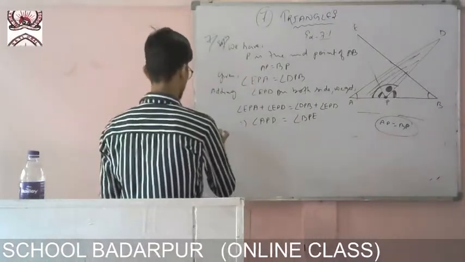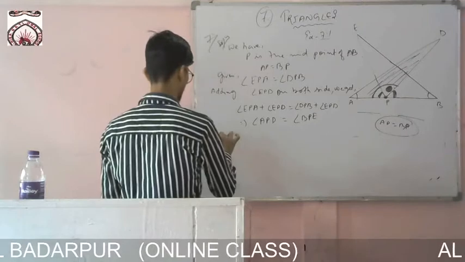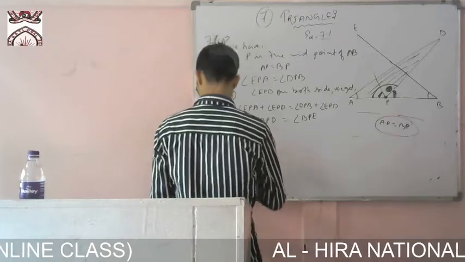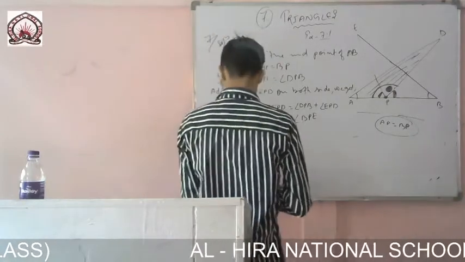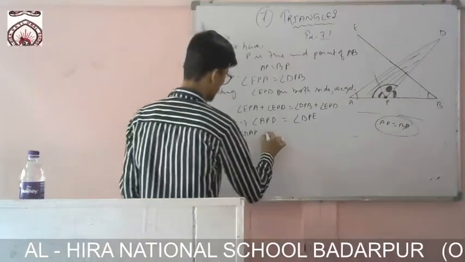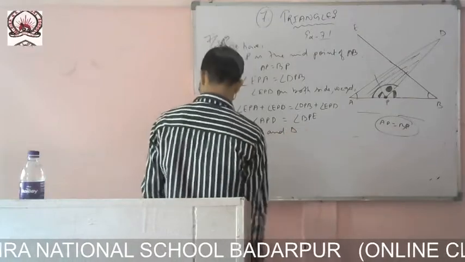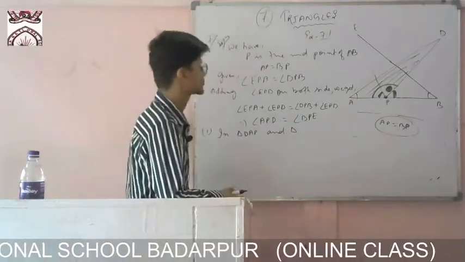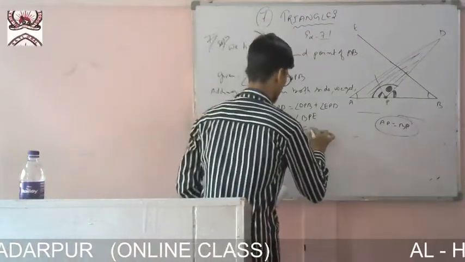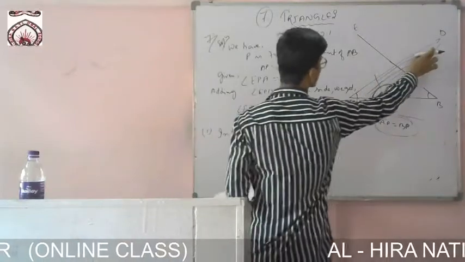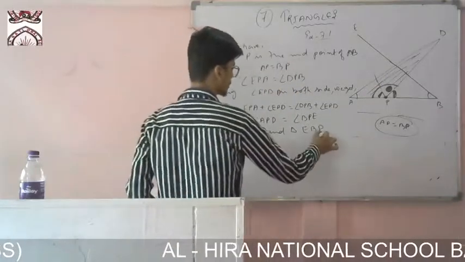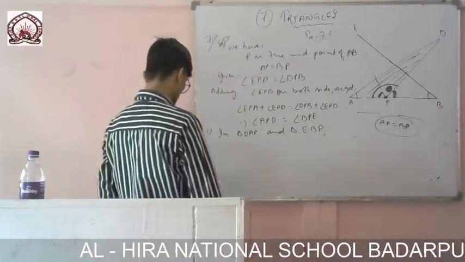So now in question Roman number 1, in triangle DAP, first of all what I have to prove? That triangle DAP is congruent to triangle EPB. DAP and triangle EBP, DAP and EPB. We have to prove that these two triangles are congruent. So I have written these two triangles. Now I will write one by one.